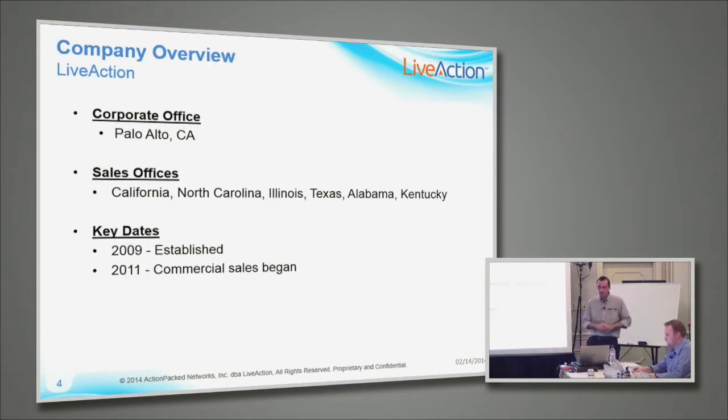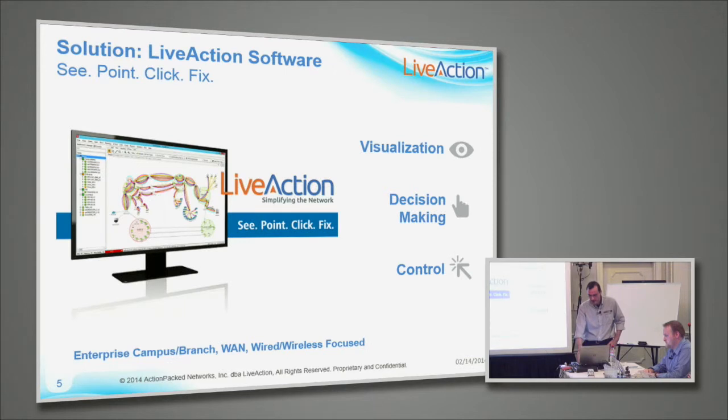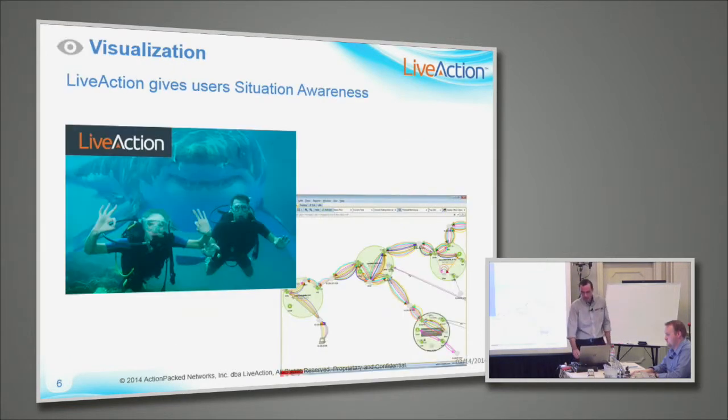So just a quick overview of the company. Our corporate offices are in Palo Alto. Our sales offices are across the US. And we started in 2009, and we started commercially selling the product in 2011. So the name of the product is LiveAction. It's for see, point, click, and fix. It's really about visualizing, decision-making, and control. And I'll talk about each one of these. But we're focused on the enterprise campus, branch, also WAN, wireless, and wired as well. So we have a specific focus that we're trying to hit first.